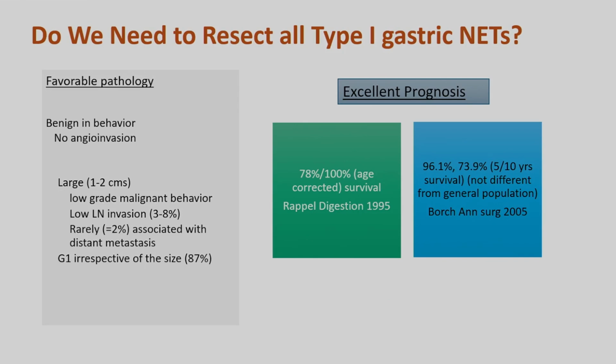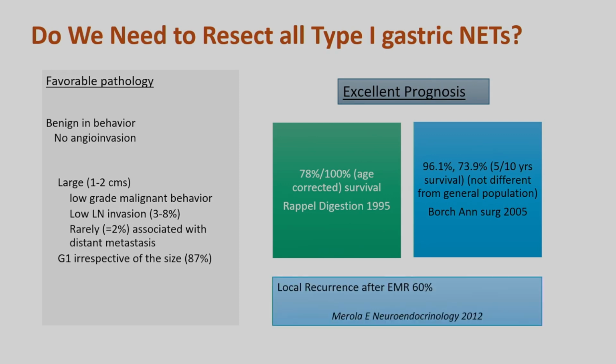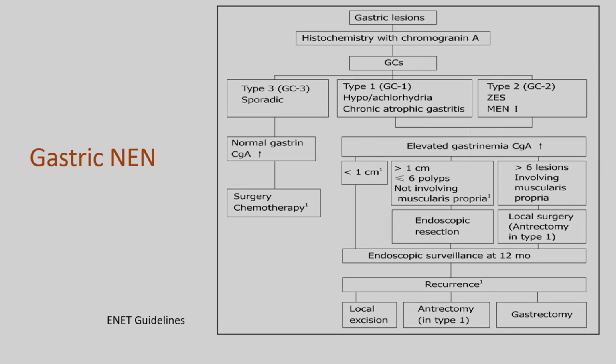What about gastric NET? What should we be doing for them? So it has been shown that type 1 gastric NET, their survival is same as that of general population. Local recurrence after EMR is about 60% in them. So this is an algorithm for gastric NET. Those are the gastric lesions.